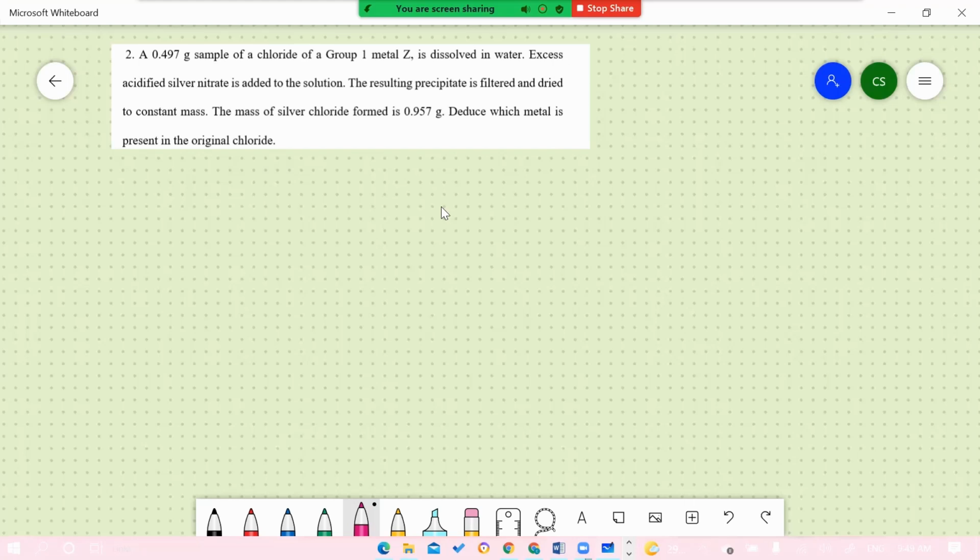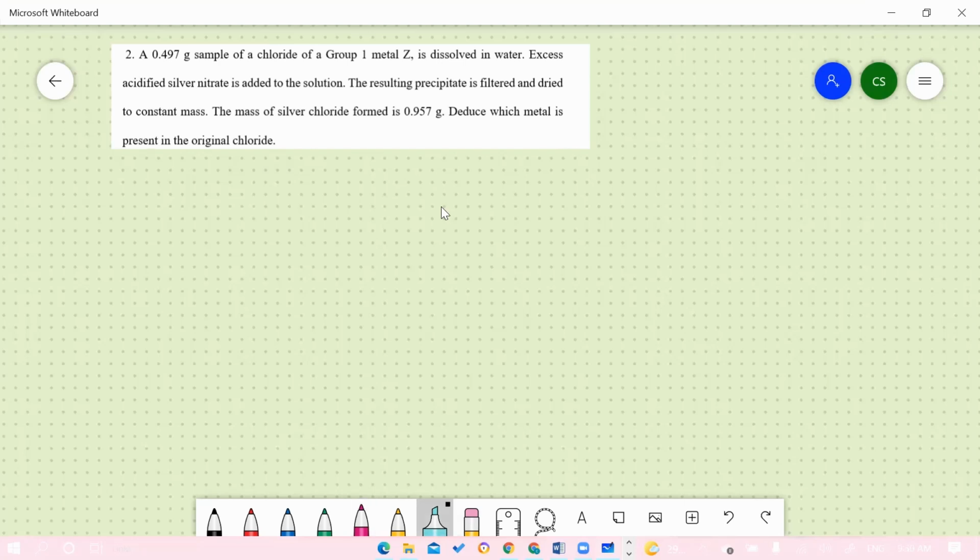It says a 0.497 gram sample of chloride of a group 1 metal Z is dissolved in water. Excess acidified silver nitrate is added to the solution. The resulting precipitate is filtered and dried to constant mass. The mass of silver chloride formed is 0.957 grams. Deduce which metal is present in the original chloride.